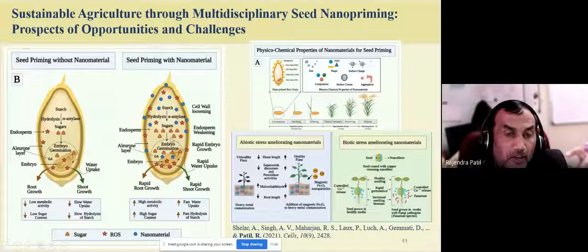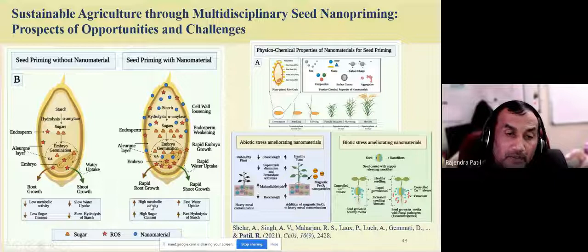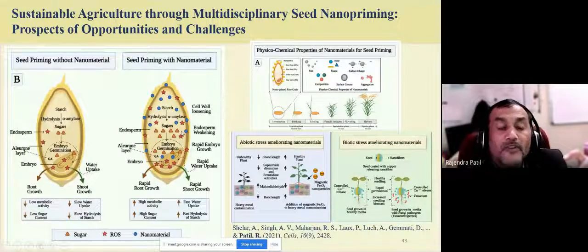However, in the presence of nanomaterial, what happens is that the starch is hydrolyzed with the help of alpha amylase, and sugar is made available. This sugar tends to hasten the metabolic activity, and this hastened metabolic activity increases the water uptake. Because of the water uptake, the cell wall gets loosened, and the radicle and the plumule tend to germinate from this seed.